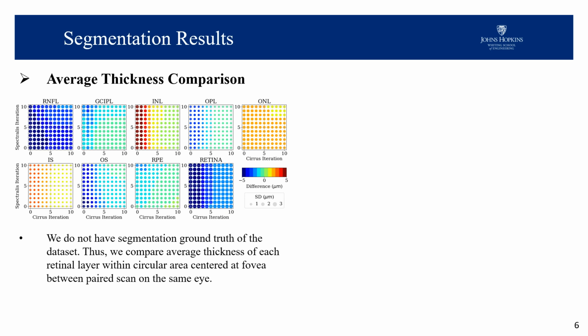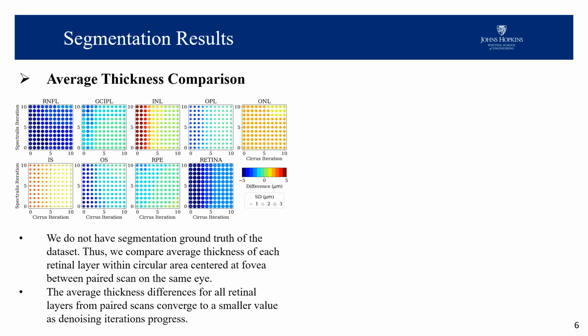The blue color shows large negative difference. The red color shows large positive difference, and the green color shows small difference. The size of the scatter point shows the standard deviation of the thickness difference in the whole dataset.